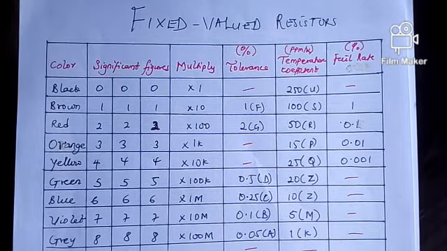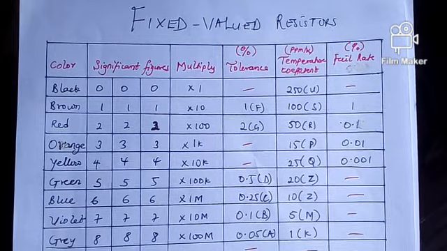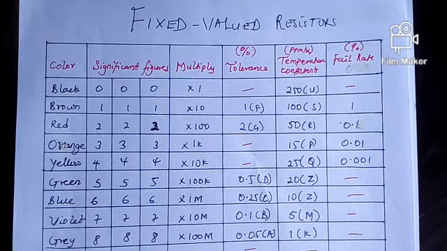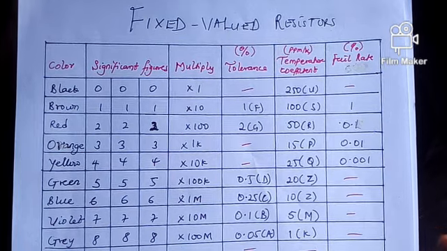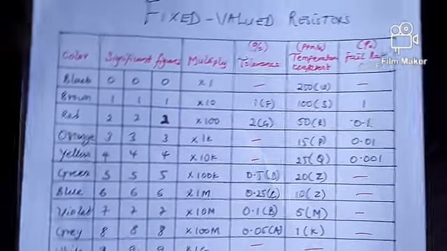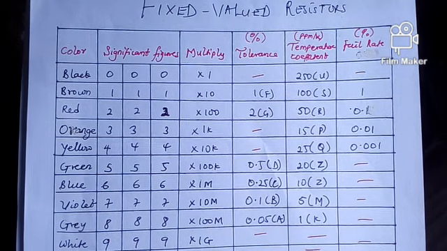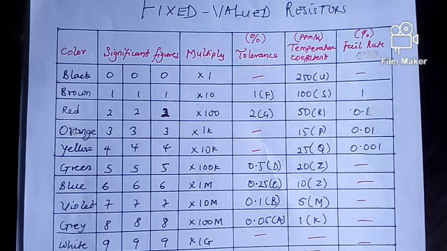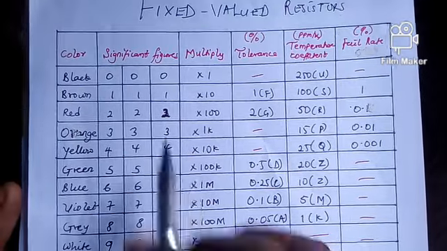Okay, here is the table that will enable you to understand further how to calculate the fixed valued resistors using their color codes. Now, I really don't want you to memorize this table or try to walk around with it everywhere you go. I'm going to give you a shortcut of how to commit this particular table into memory. But before we get into that, I want you to understand how this table works.